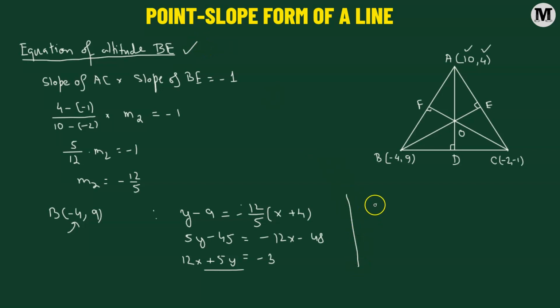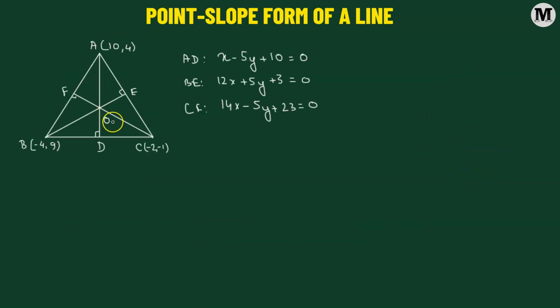Similarly, we can find the equation of the third altitude, CF, which I am leaving as an exercise for you to try out. The equation comes out to be 14x minus 5y plus 23 equals 0. So now we have the equations of all three altitudes. Our next goal is to find the coordinates of the orthocenter O. In order to find the coordinates of point O, all we have to do is take any two altitudes and solve those two equations. That's going to give us the coordinates of point O.